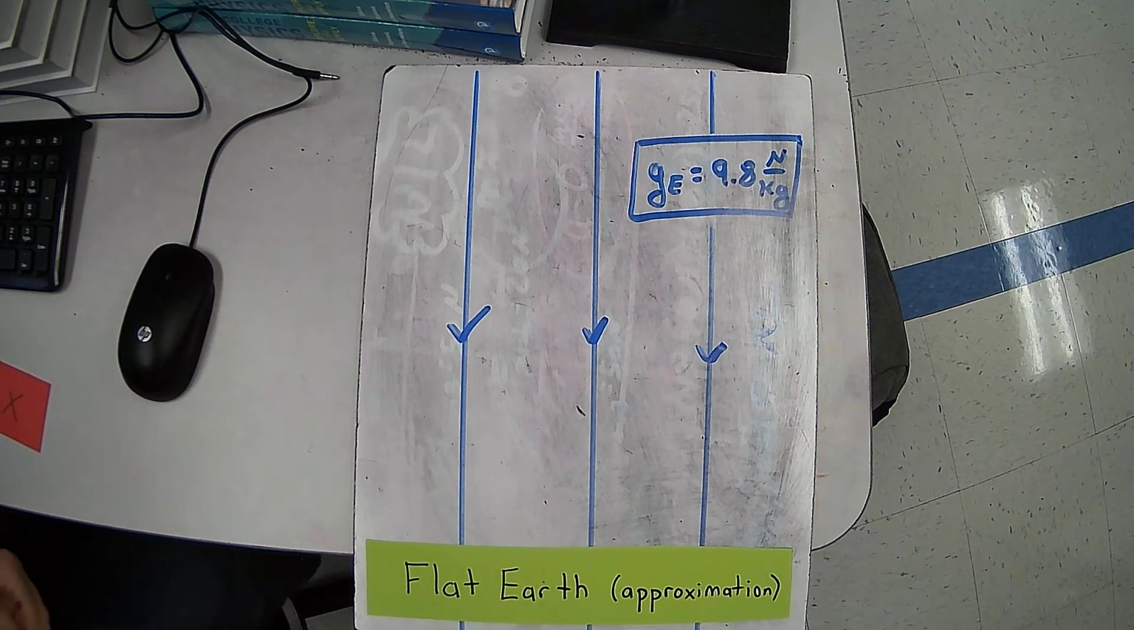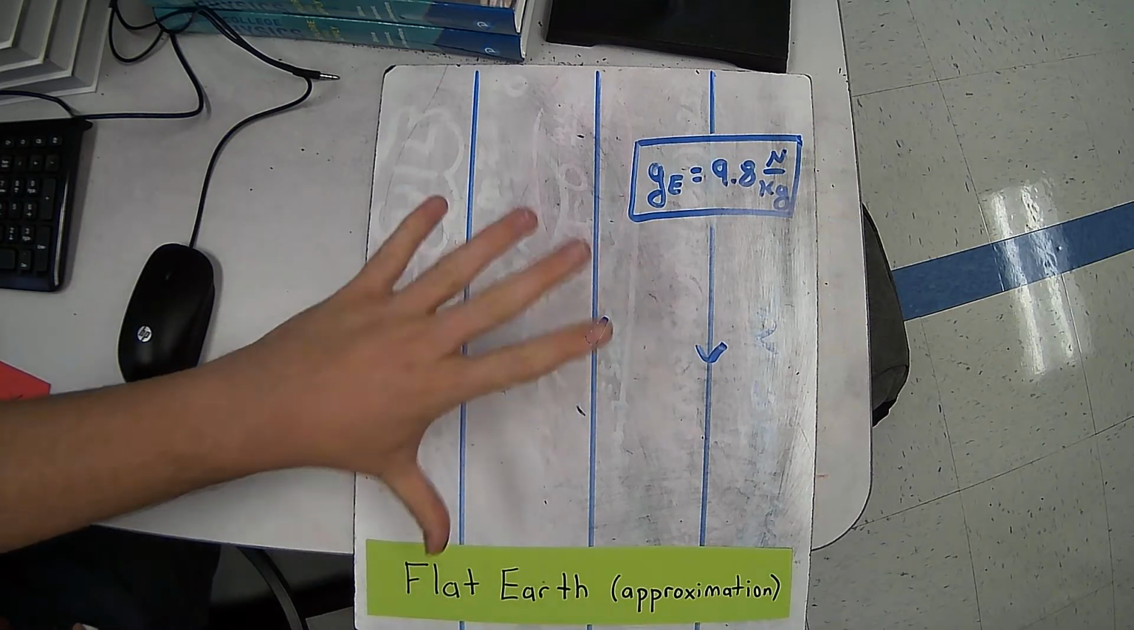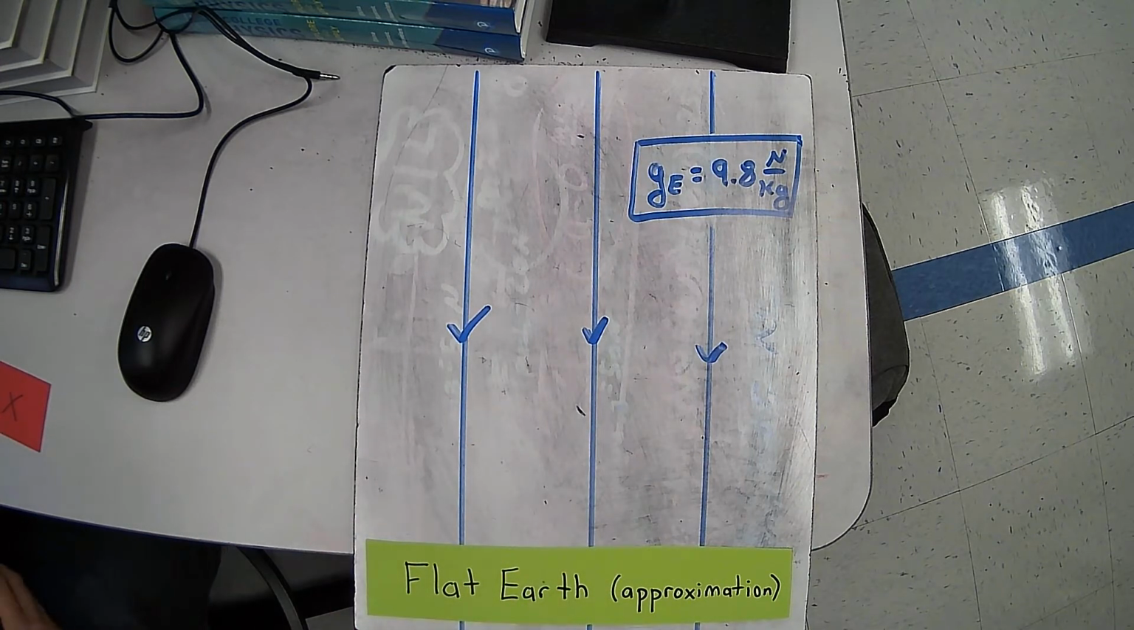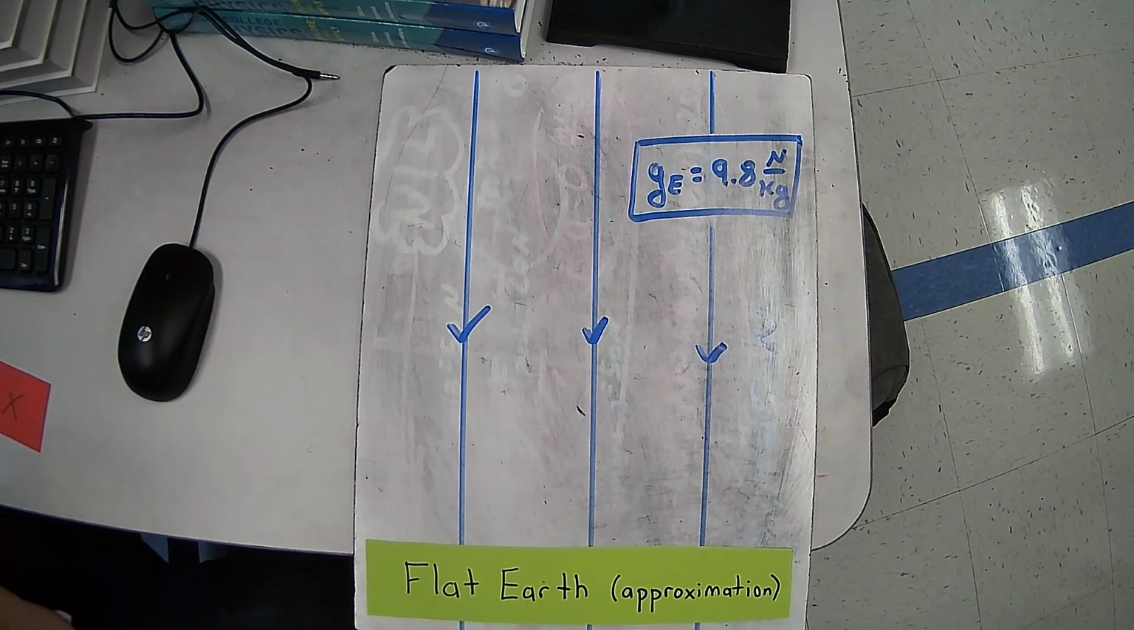So here's how I think I'm going to teach electric fields this year to AP Physics 2. We're going to start off with this picture here. We've got the gravitational field lines on the Earth when we approximate the Earth as being flat. Right? The Earth is not flat. I feel the need to emphasize that in today's day and age.